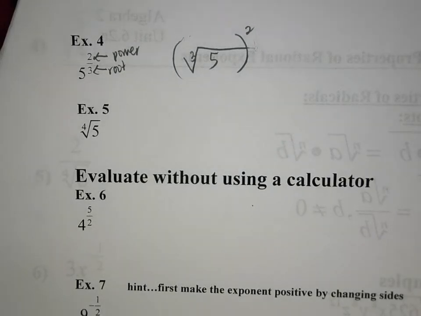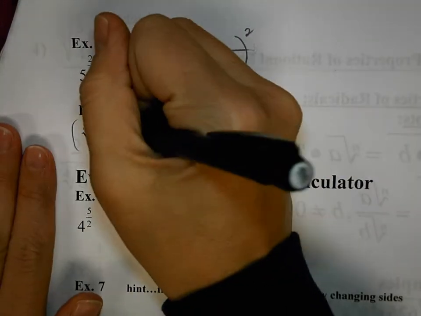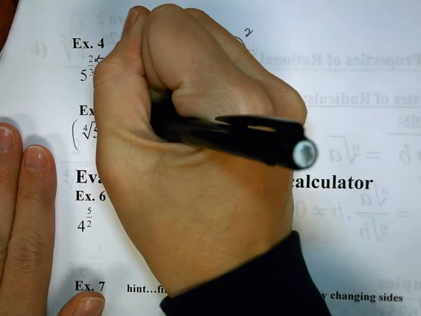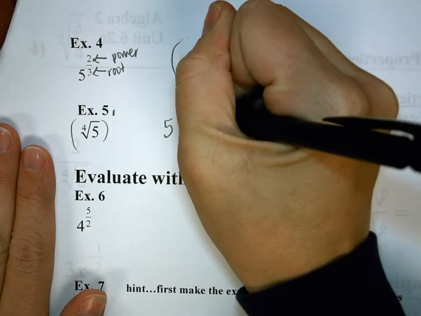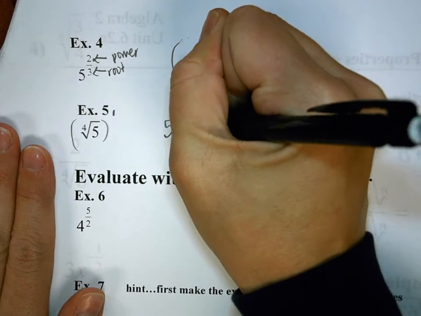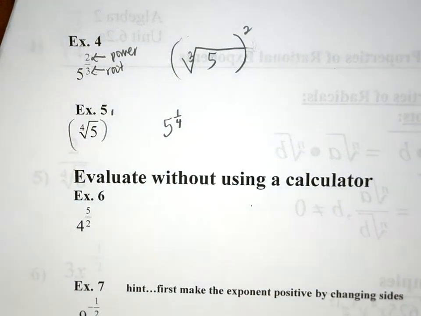We want to make it in exponent form instead of root form, with the 5 next to it, because this is really being raised to the first. So this will be written as 5 to the 1/4 power. Yes.